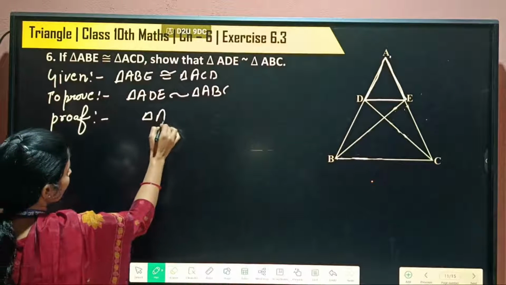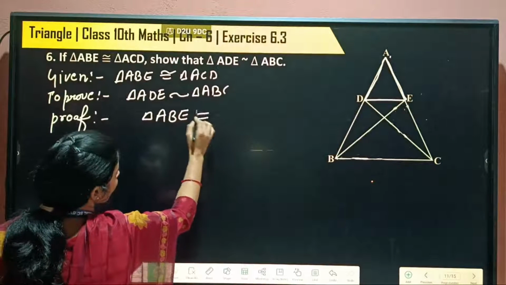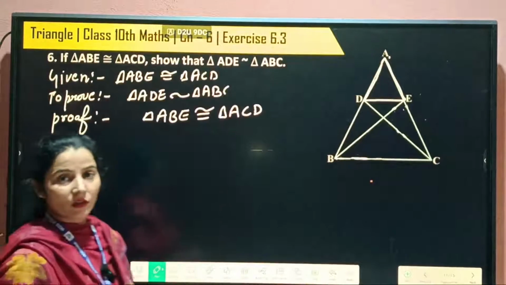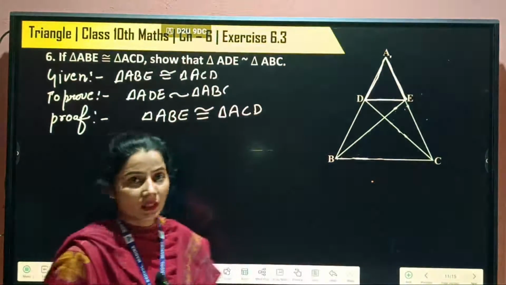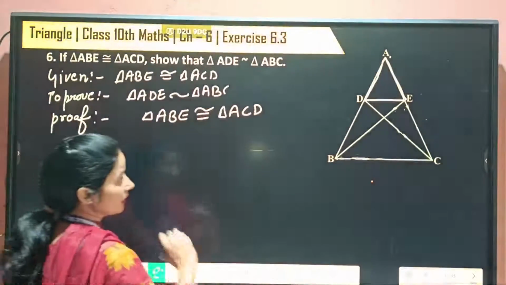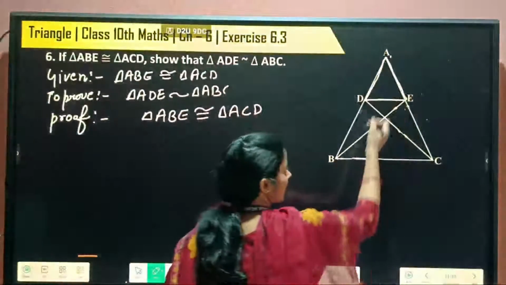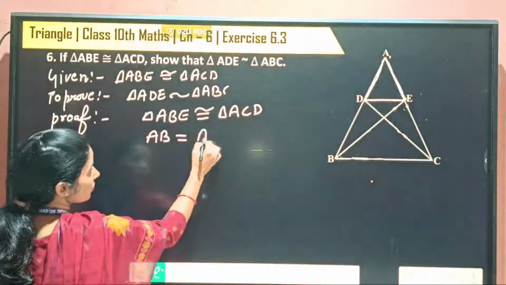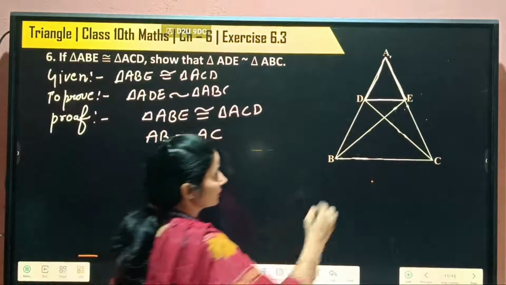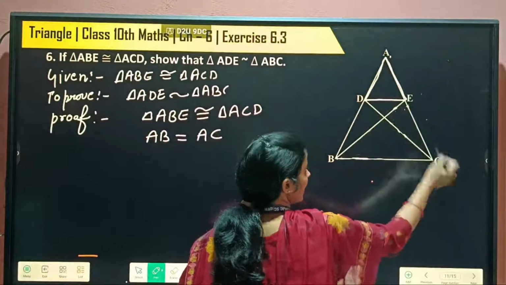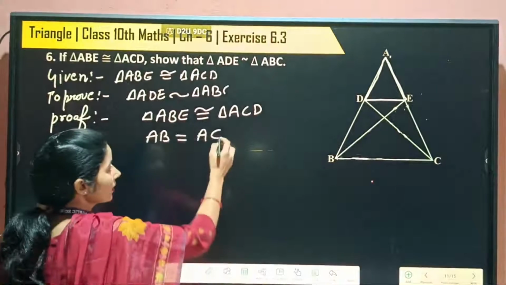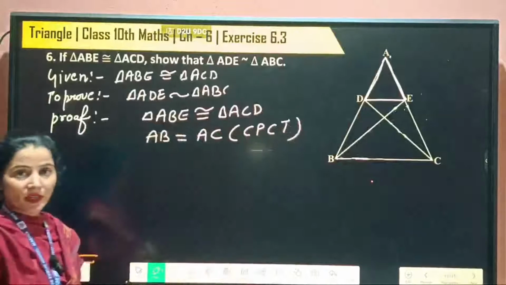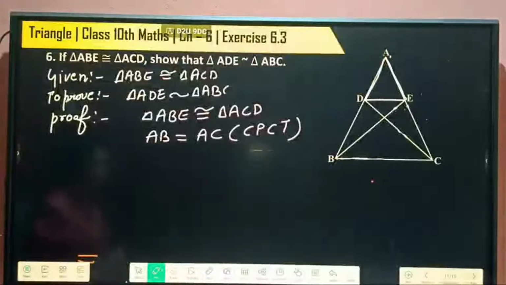Given triangle ABE is congruent to triangle ACD. If these two triangles are congruent, then their corresponding parts will be equal. This I can write: in triangle ABE, side AB is equal to side AC of triangle ACD. This AC side is equal to AB. These are parts of congruent triangles, CPCT, corresponding parts of congruent triangles.